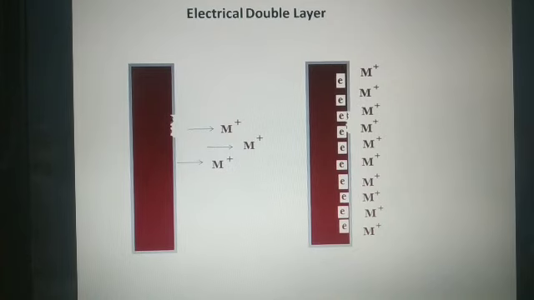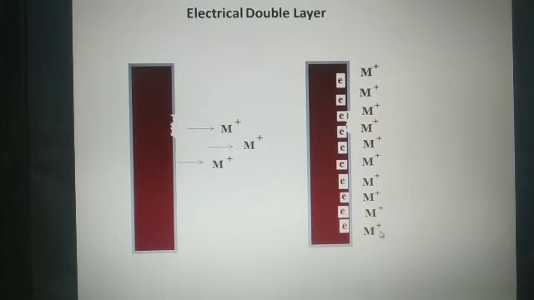What we discussed earlier, that the mobile phase is the liquid and the stationary phase is the porous material. So this is the structure that is existing in the porous material, and that is the structure that is existing in the solution.